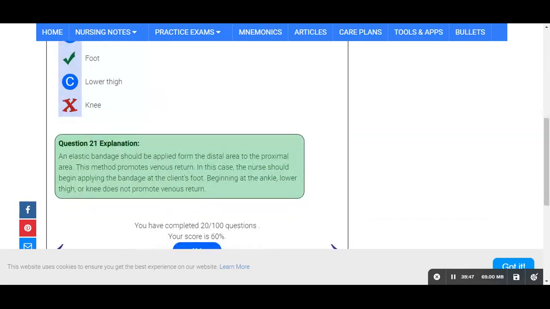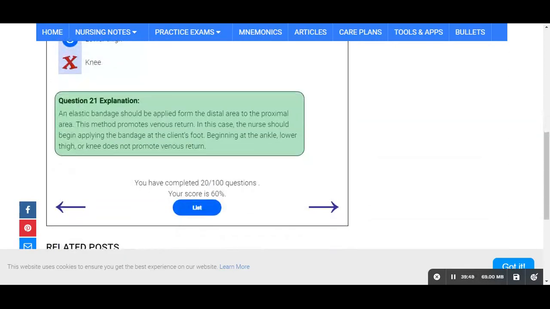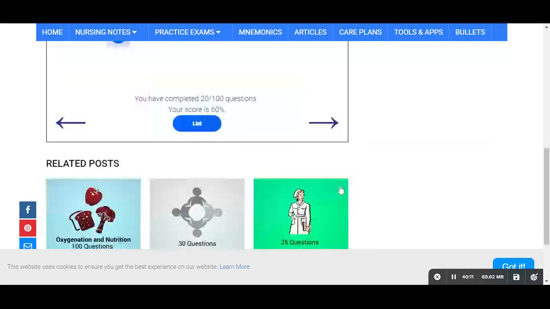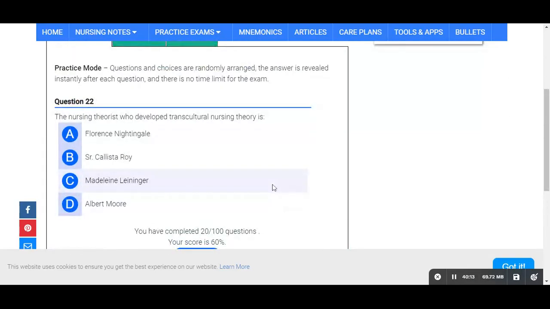Foot, it's the opposite, okay? An elastic bandage should be applied from distal area to proximal area. Wow, okay, that is true. This method promotes venous return. In this case, the nurse should begin applying the bandage at the client's foot. Beginning at the ankle, lower thigh, or knee does not promote venous return. Okay, I understand now.